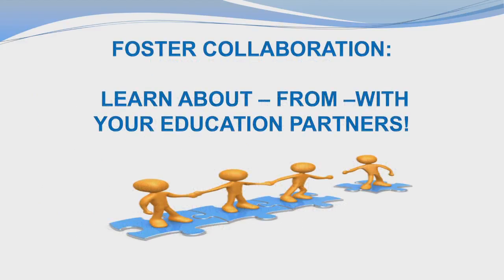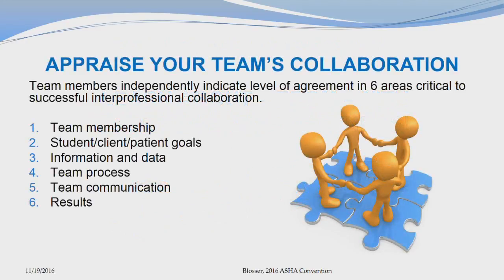We want to learn about, from, and with others. So I boiled it down to six areas that we want to think about in terms of your team's collaboration. One is team membership. Do you even have the right people on your team? If you're thinking about a particular kid, is it the right people? Is there some element missing on that team? And I've got some questions you'll see on the appraisal form about that.